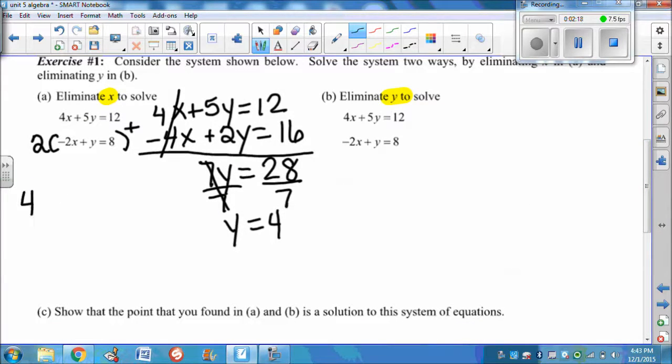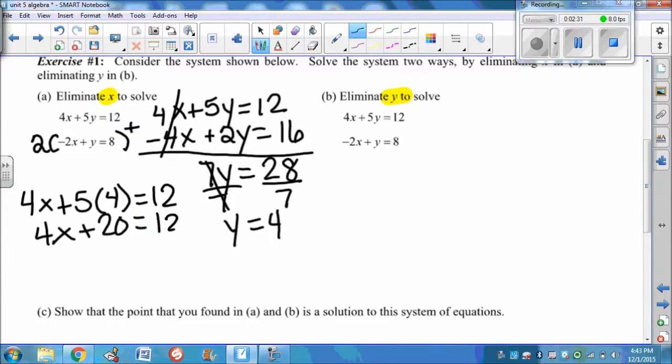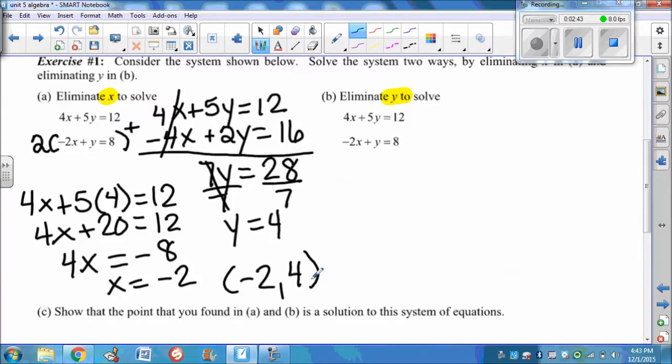So I'm going to take that value that I just found, and I'm going to choose to put it into the first equation. You can put it into the second, it doesn't matter. And now, again, I've got an equation with one variable that I can solve pretty easily for. So I end up with negative 8, and x is negative 2. So my solution, okay, is negative 2, 4.